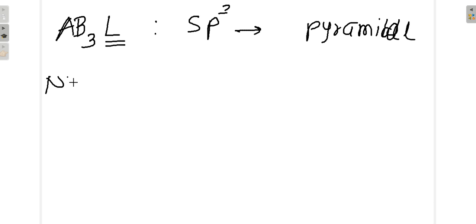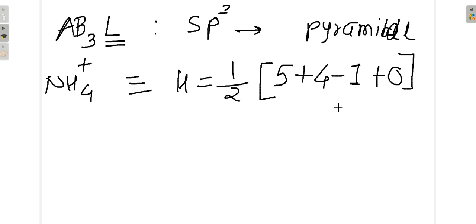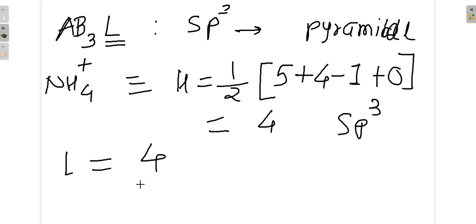Now let us consider the ammonium ion, which is NH4+. The hybridization index will be given by half. The number of monovalent atoms is 4. The charge on the cation is 1. The charge on the anion is 0. So again I am getting 4, which is sp3. But now let us see the number of lone pairs. It will be 4 minus 4, so there will be no lone pairs. So it will be a regular tetrahedron.